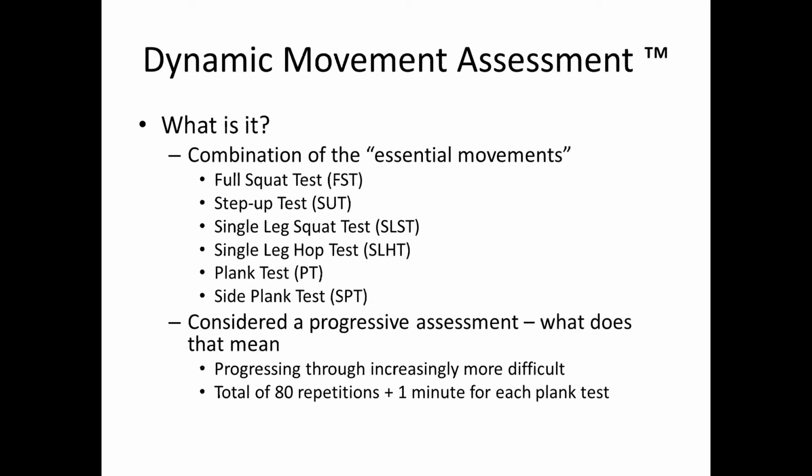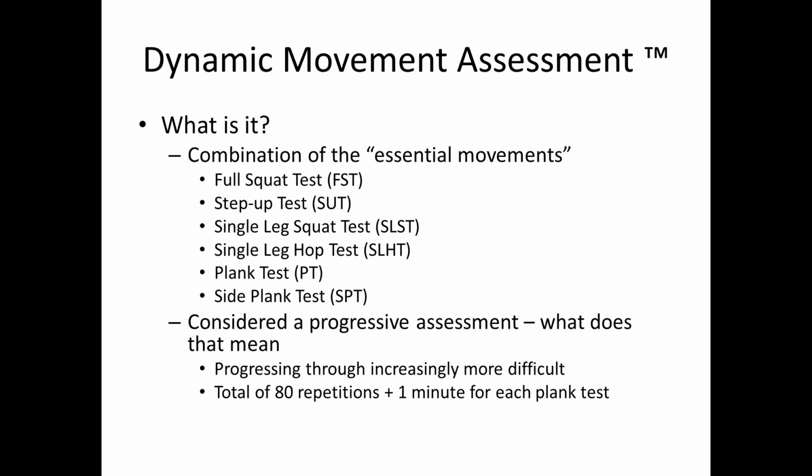What is the dynamic movement assessment? The dynamic movement assessment is a combination of 6 essential movements. This includes the full squat test, the step-up test, the single leg squat test, single leg hop test, plank test, and side plank test. This is considered a progressive assessment, meaning that each test progressively gets more and more difficult, and that's absolutely essential for 2 reasons.